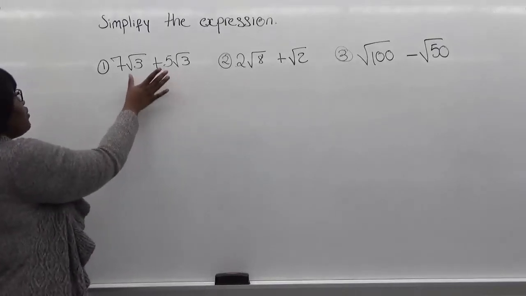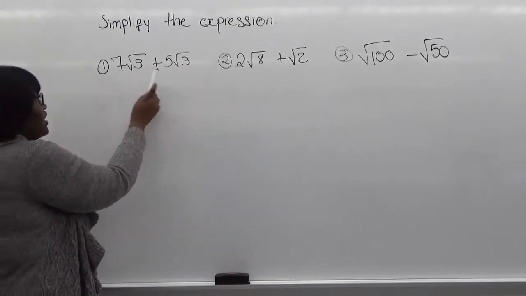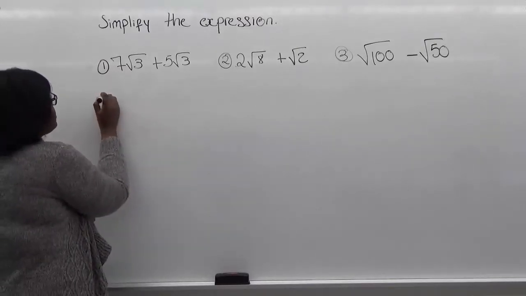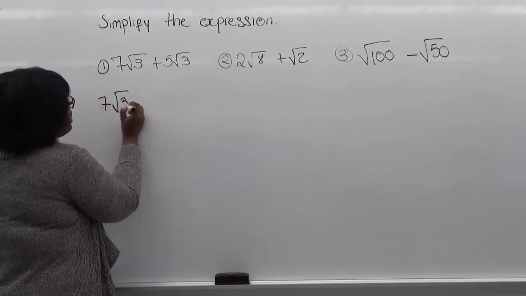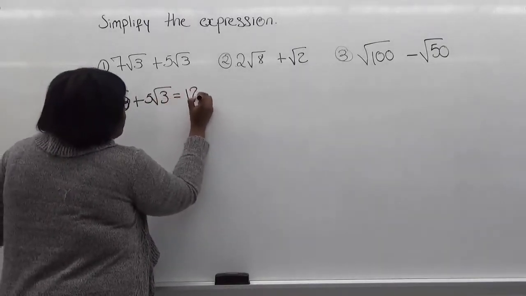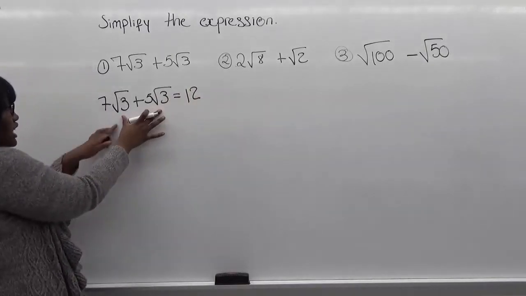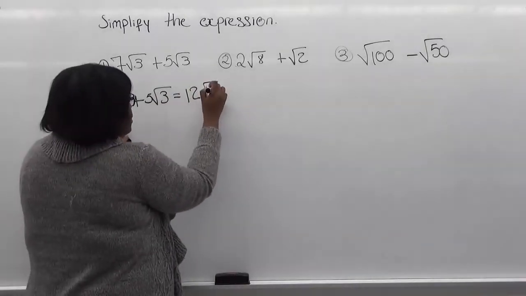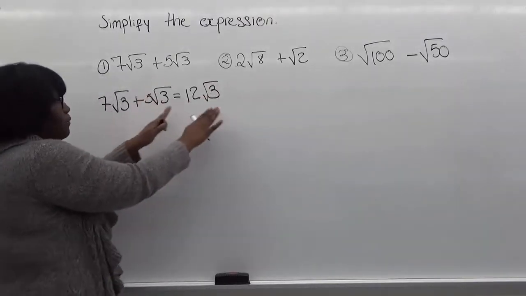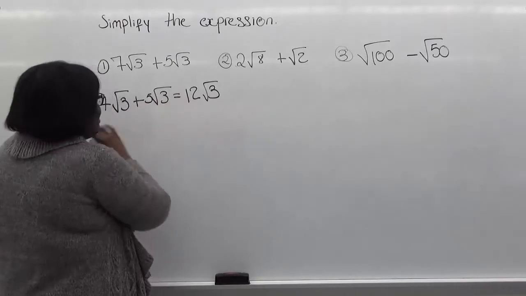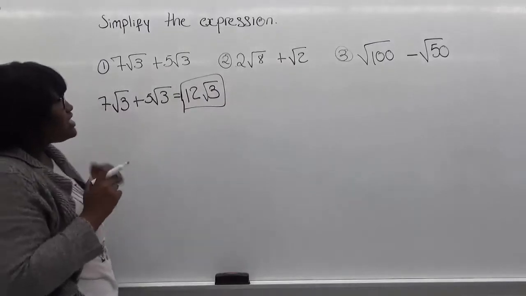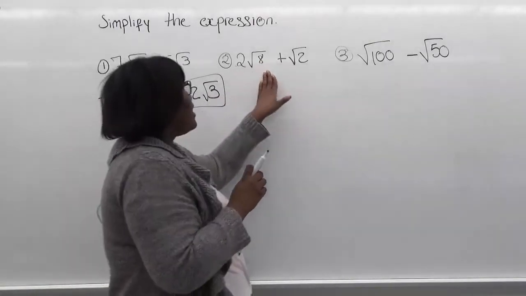So what we're going to do is add their coefficients, which are 7 and 5. So we add 7 and 5 together, which gives us 12. So 7 times square root of 3 plus 5 times square root of 3 gives us 12. Now, we're going to keep the radical as radical 3. We do not add these numbers together. We just keep it under the radical. We do not add them at all. So that's our answer.